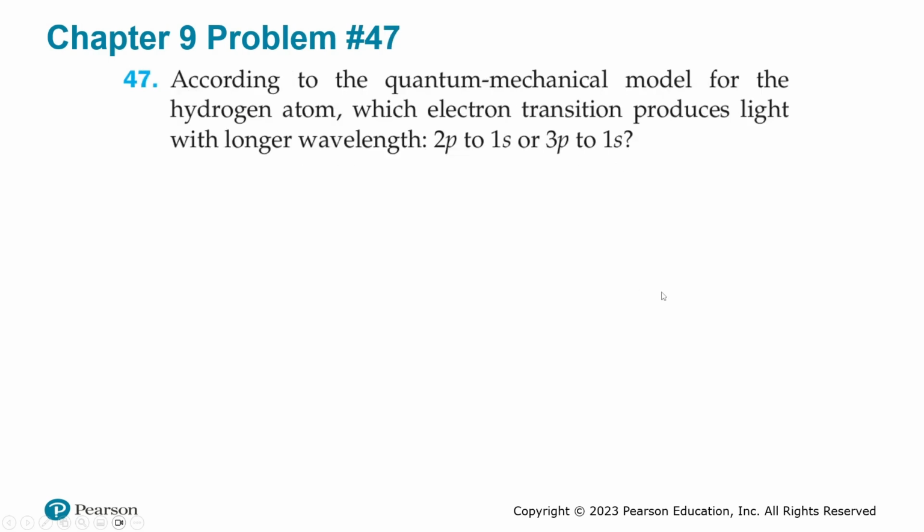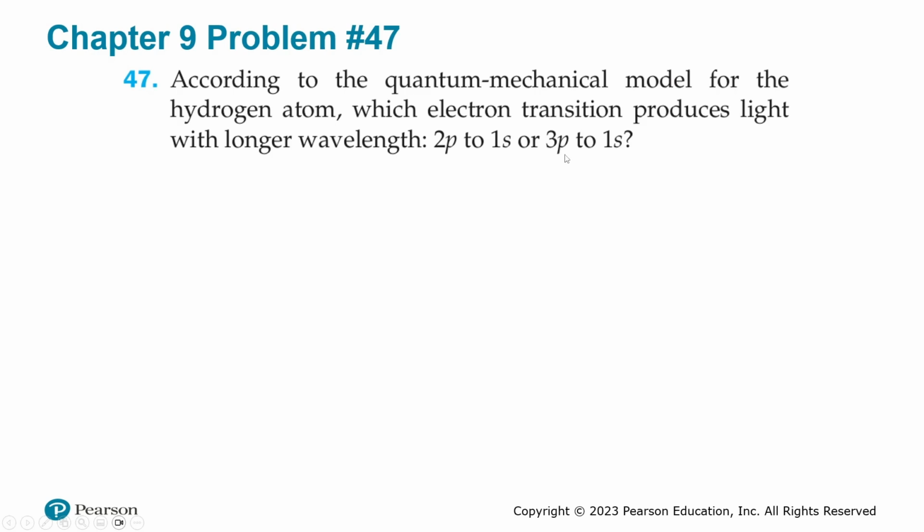So our next question, 47, is kind of a similar question. According to the quantum mechanical model for hydrogen, which electron transition produces light with longer wavelength? So which one of these transitions will give a less energetic photon or emission spectrum? So we have from the 2p to the 1s or the 3p to the 1s. So we're going to the same position as our final resting state. So we're going down to the ground state, but we're starting from either the 2p or the 3p.